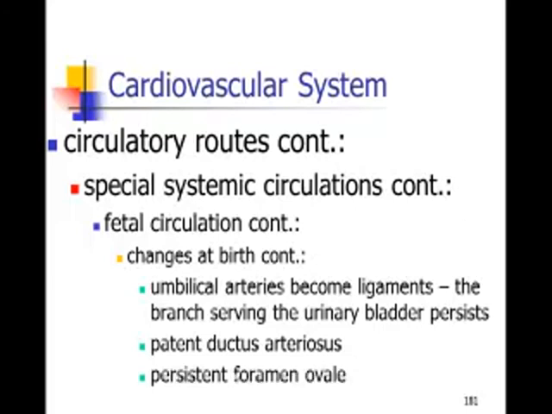Persistent foramen ovale, that one's a little more difficult to address. It happens in a certain percentage of children when they're born, and usually requires surgery at some point to close that off. Usually that surgery is postponed to allow the heart to get a little bit larger and everything before tackling that problem.